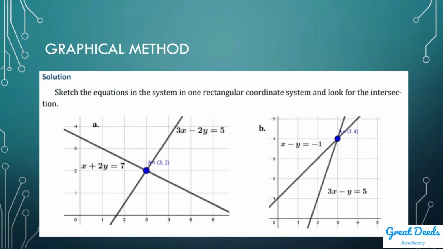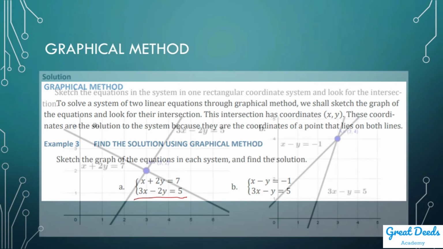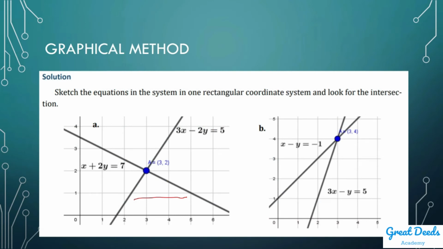So this is our first system. By looking at it, it's not easy to see right away what the solution is. But you can sketch the graph. It should not be complicated, because all you have to do is plot 2 points and draw a line through them. You do the same for the second equation, and then estimate the point of intersection. In this case, the solution is x is equal to 3 and y is equal to 2.